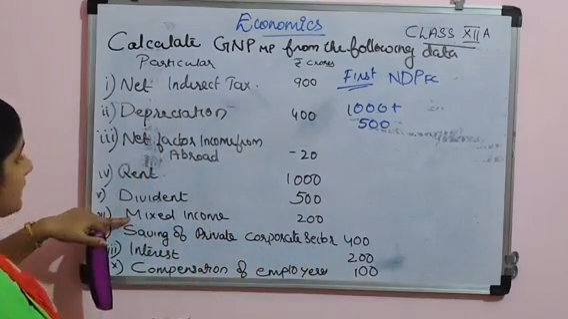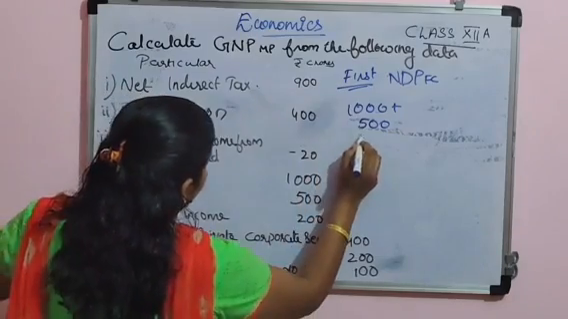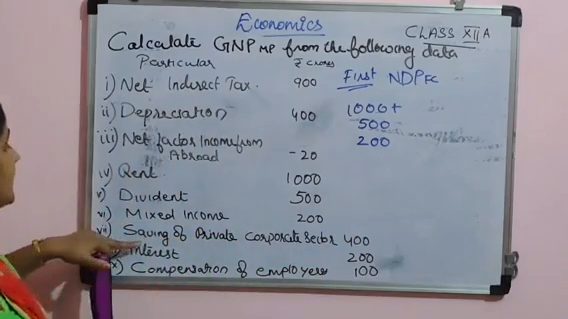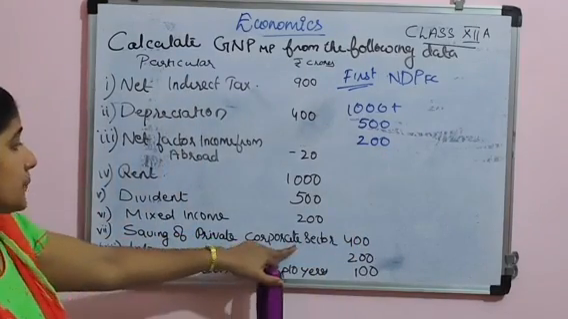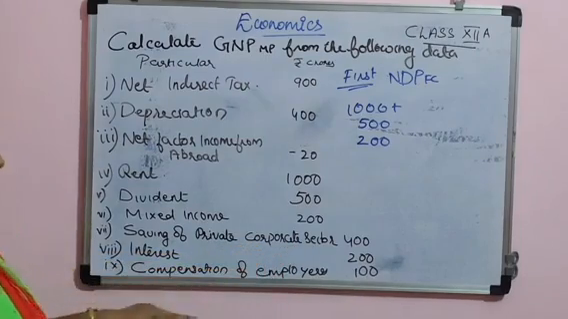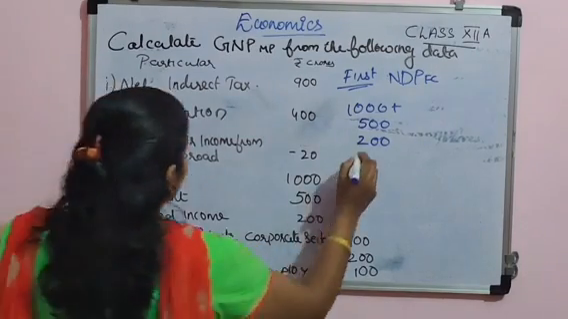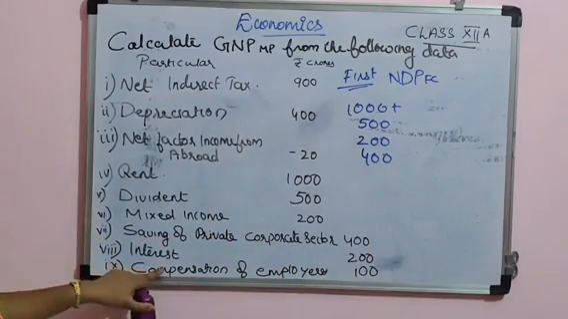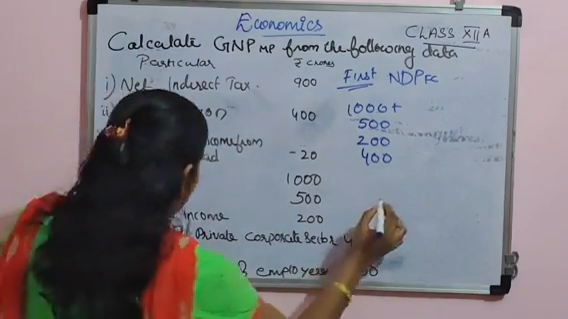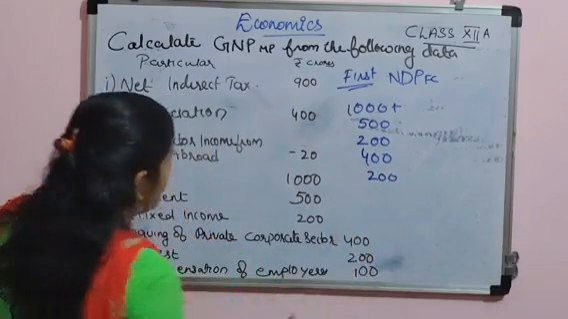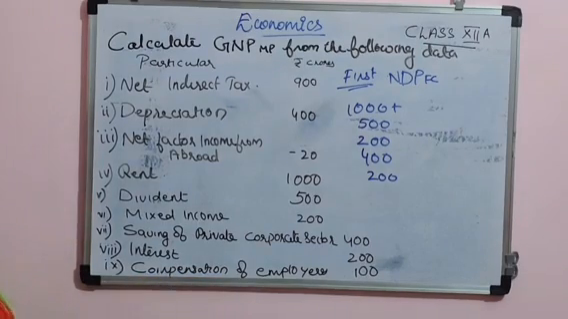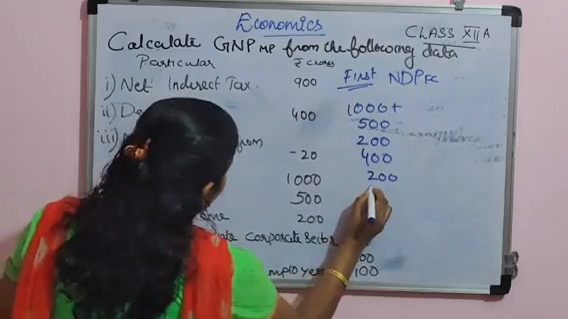Then mixed income, yes, that is also a section of this, so I am writing 200. Saving of private corporate sector will come as part of the undistributed profit, so here we are writing 400. Interest is again a part of operating surplus, so here we are writing 200. Then compensation of employees, that we know is also a part of it.